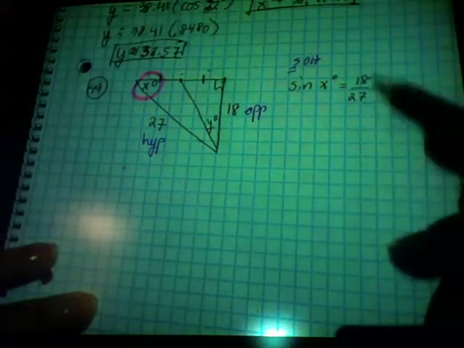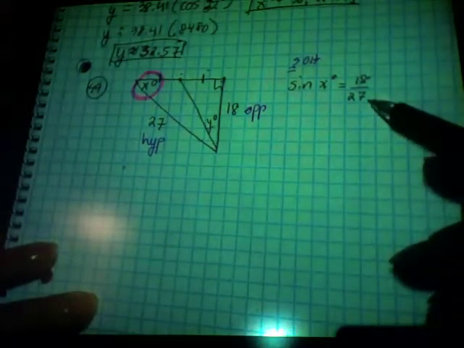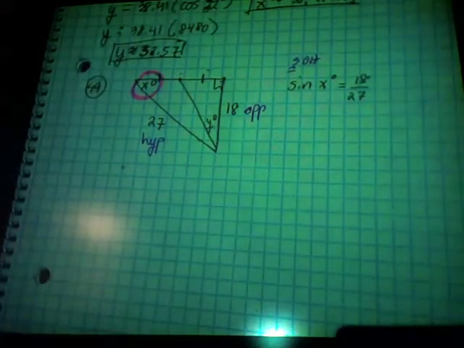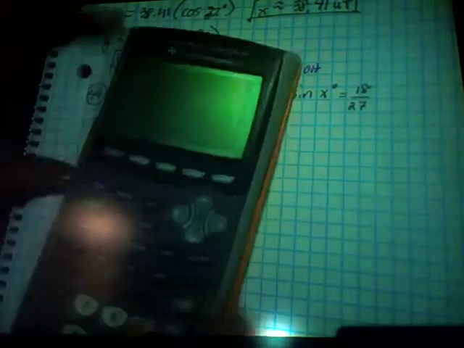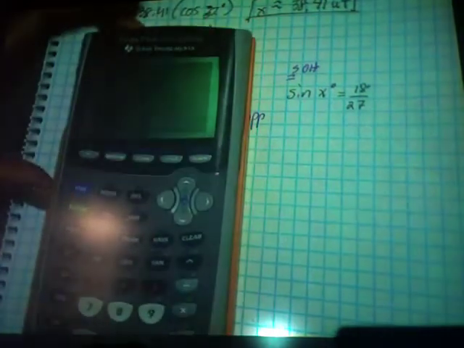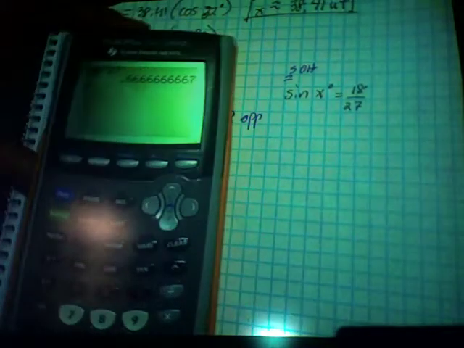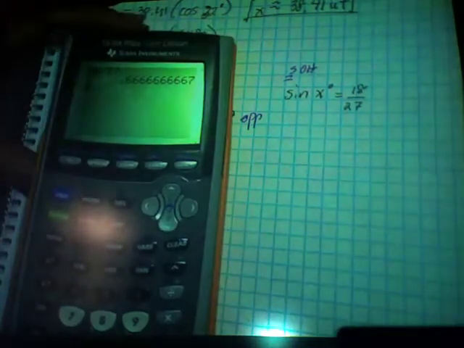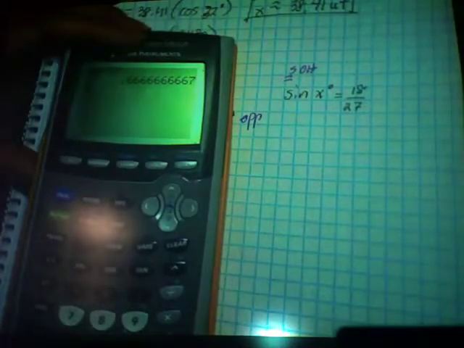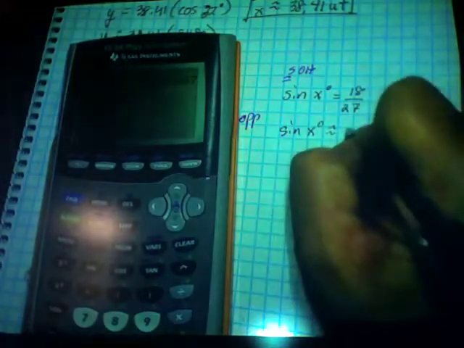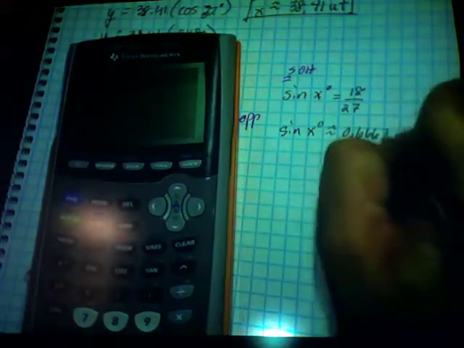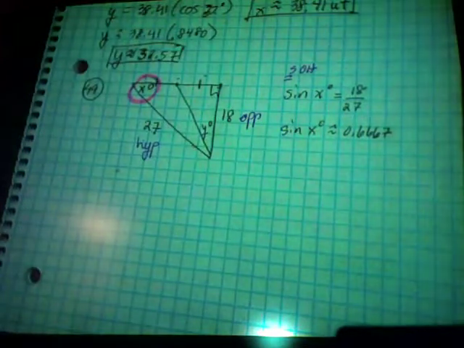So isn't this one where we're not going to turn this into a proportion? If your variable is not here and you've got that full ratio, take your calculator and find that decimal equivalency. So we're going to divide it out. 18 divided by 27. 0.6667. So sine of x degrees is approximately equal to 0.6667.